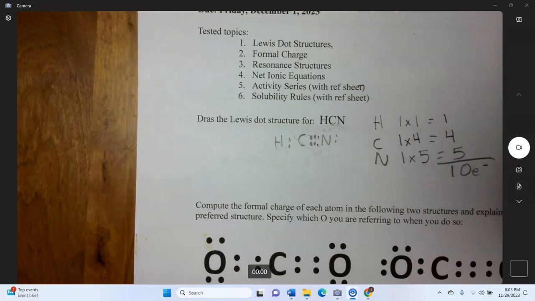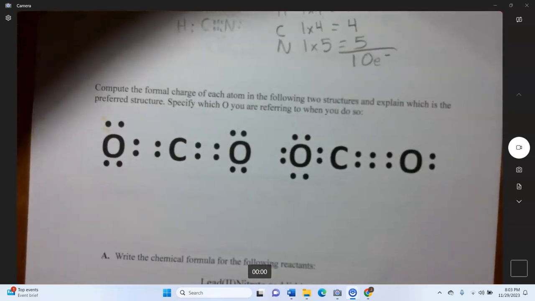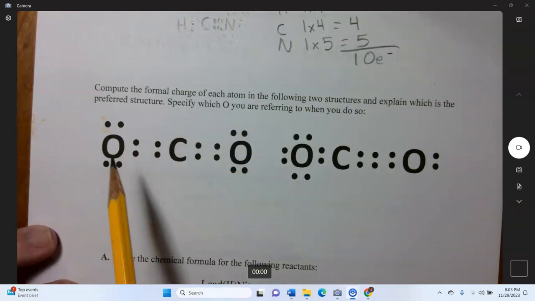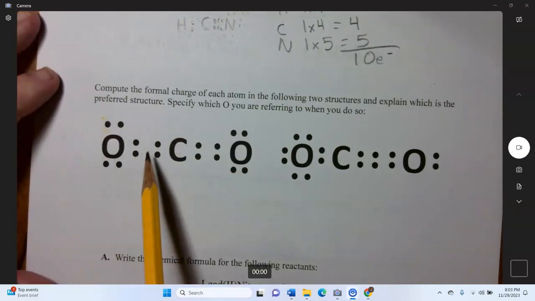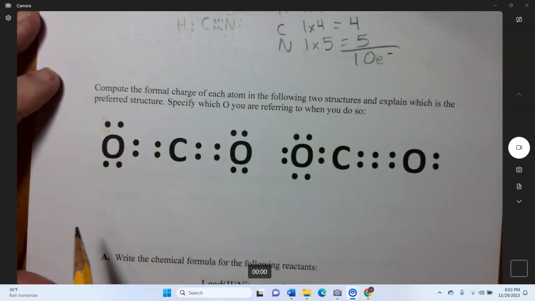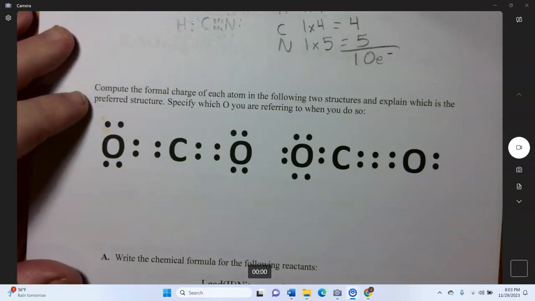Okay, now we're going to do a formal charge to determine which of these configurations of CO2 is the most desirable one. So with formal charge, what you're saying is oxygen naturally has 6 valence electrons. When it's in this chemical bond, it would like to continue to feel like it has 6 valence electrons because that's what makes it happy. That's its comfort zone. So what we're going to do is see if it feels like that.